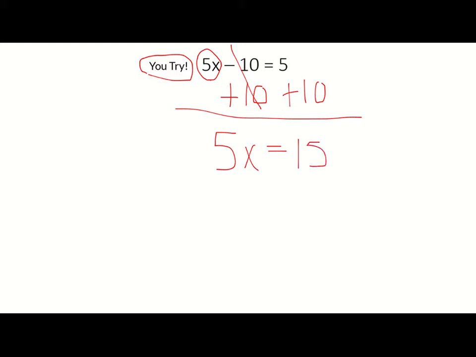Now that I have the 5x by itself, I want just x, so I need to get rid of the 5. Since 5 and x are being multiplied, I'm going to divide both sides by 5 because I know division will undo multiplication. When I divide by 5, the 5's cancel out, so I'm left with x equals, and 15 divided by 5 is 3.